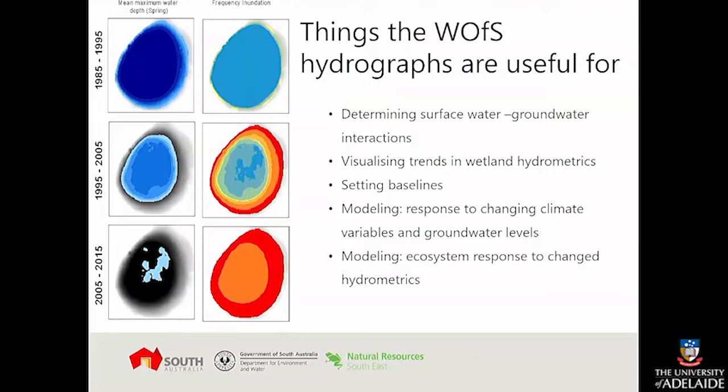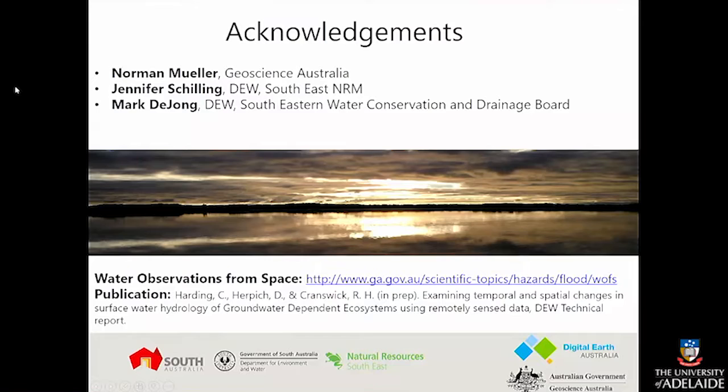Just finishing off. Traditionally we use it to look at surface water groundwater interactions for groundwater dependent ecosystems, but more importantly now we can use that to also look at changes in surface water hydrology in terms of water depth and also frequency of inundation over time for epochs. But we can also use modelling to look at the vulnerability components.